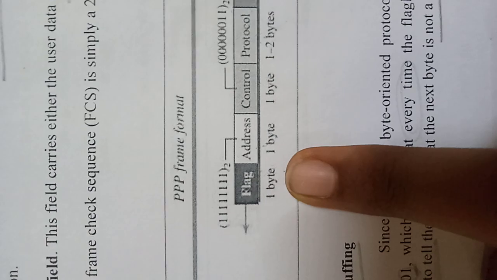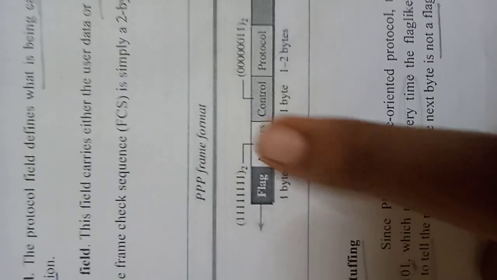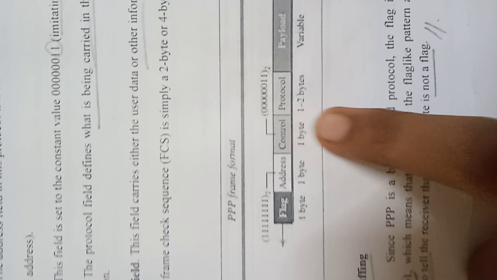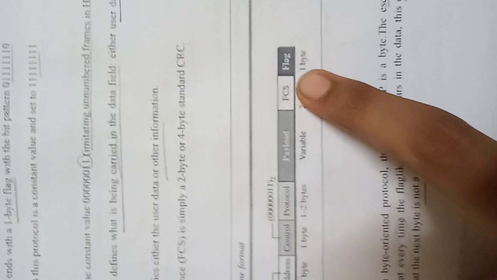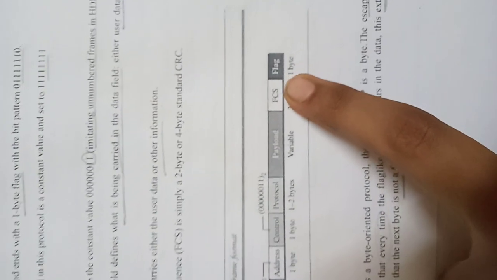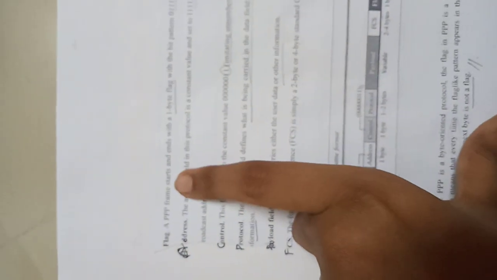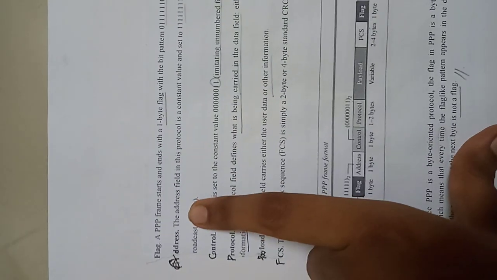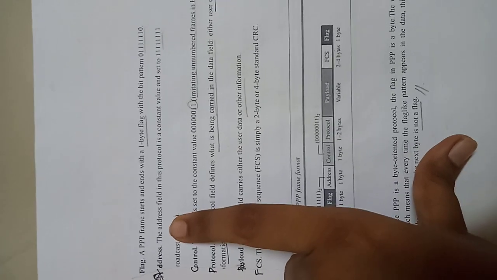See here, this is the frame format. Listen here carefully. First is flag, 1 byte, and then address, 1 byte, control, 1 byte, protocol, 1 to 2 bytes, payload, variable, and then FCS, the frame check sequence, and then flag, 1 byte. If the frame starts with a 1 byte flag with this pattern, and then address, you can just read this, it will be very easy.